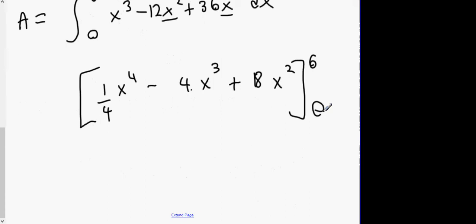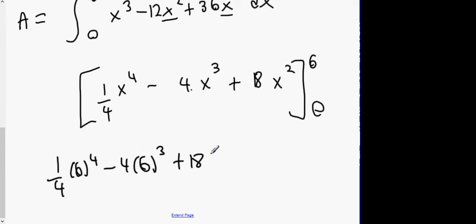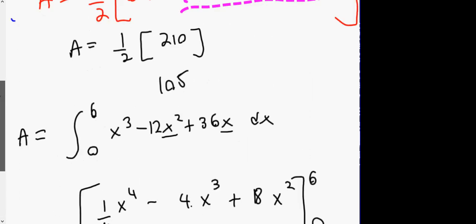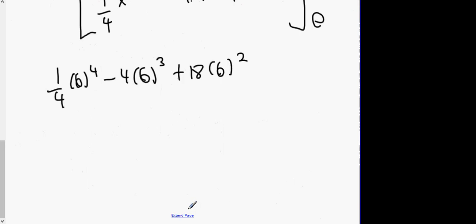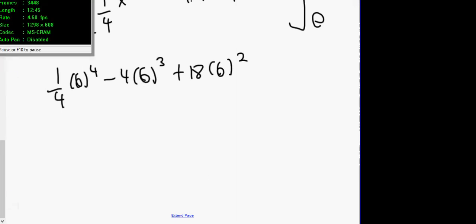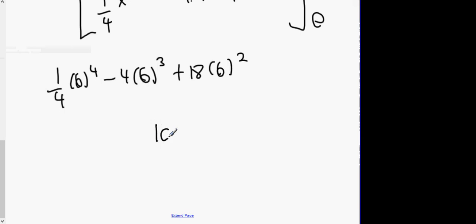What's the great thing about having the 0 seconds? They're all going to be 0, so then you just have to concentrate on the 6. Now, will somebody get on the calculator on this one? A quarter 6 to the power 4 minus 4 times 6 to the power 3 plus 18 times 6 squared. Okay, and we're hoping it's somewhere in the 105 region. If not, we've gone completely wrong on one of them. So let me know the minute you get the answer. 108. Okay guys, 108 meters squared.